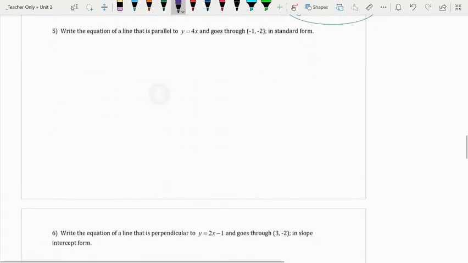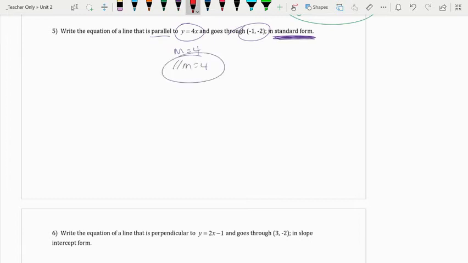Number 5, we only have a couple more. Write the equation of a line that is parallel to y equals 4x and goes through negative 1, negative 2 in standard form. Be careful here. Okay, now again, we want parallel, so my slope is 4, parallel slope is 4. As always, point and a slope, put it in point slope. Y minus negative 2 equals 4 times x minus negative 1.